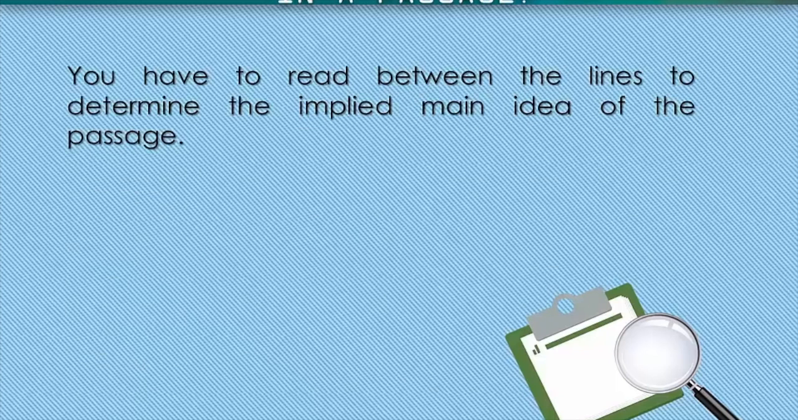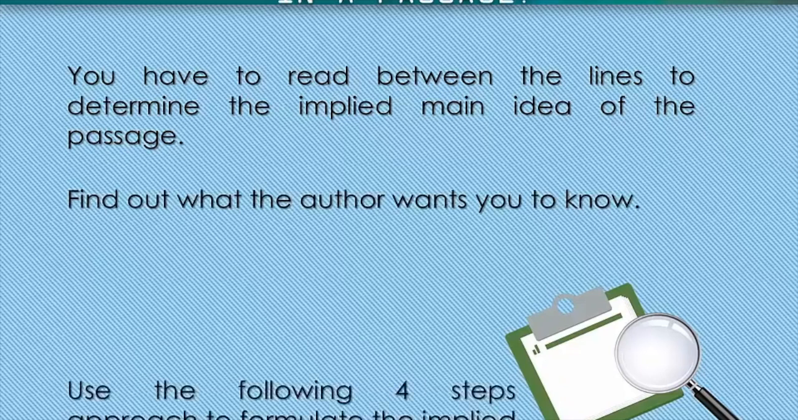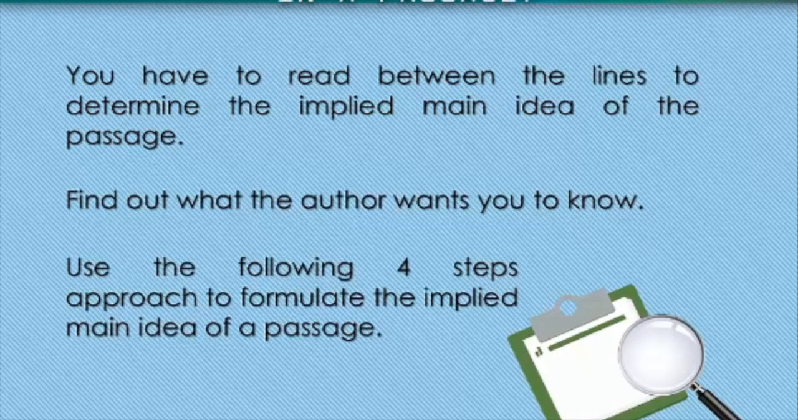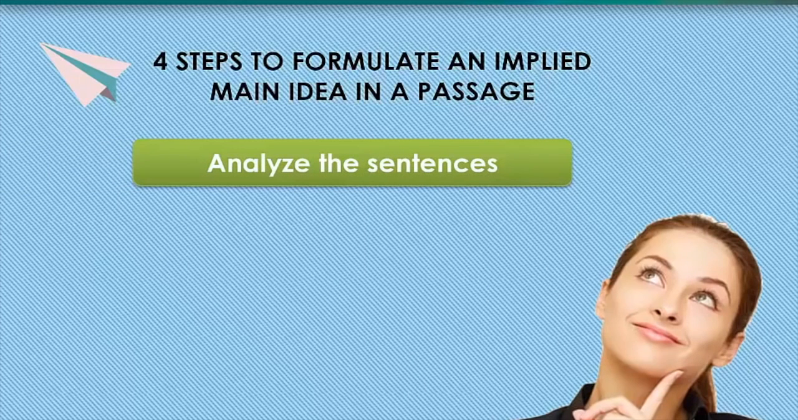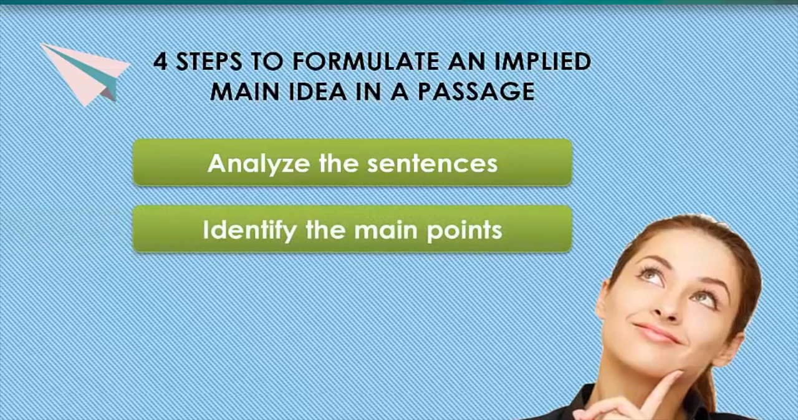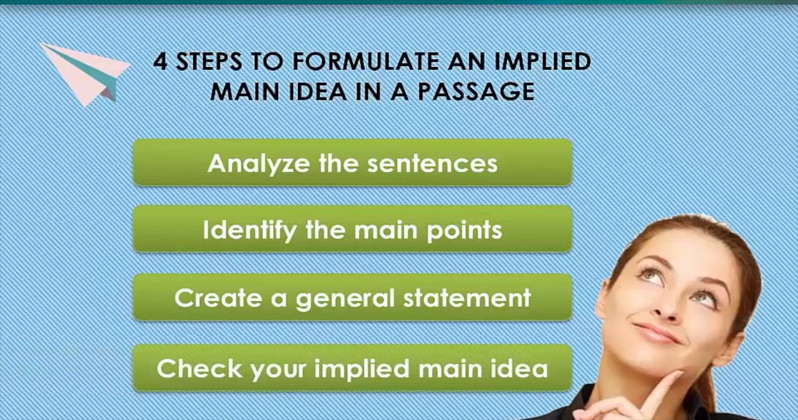How to find an implied main idea in a passage? What you need to do is to read between the lines. You need to find out what the author wants to tell you. There are 4 steps to formulate an implied main idea in a passage. First, you need to analyze the sentences. Second, you need to identify the main points in the passage. Third, you need to create a general statement based on the main points that you have identified in step 2. Fourth, check your implied main idea.